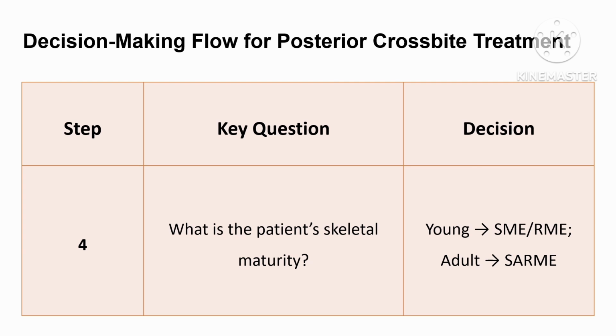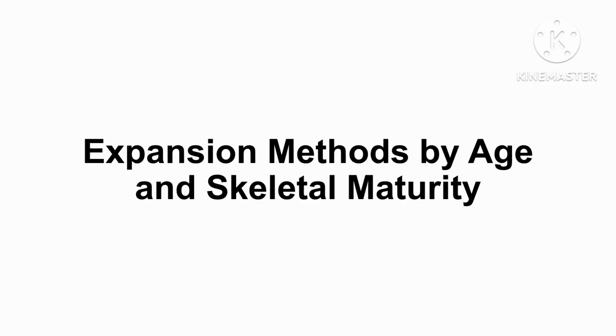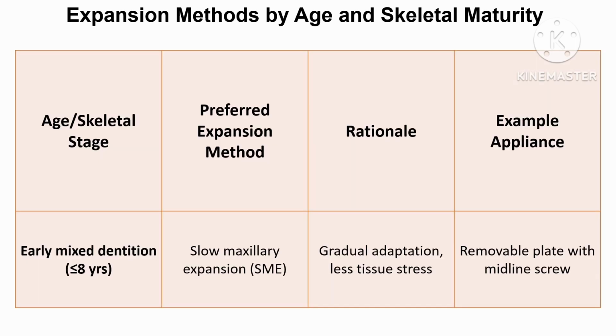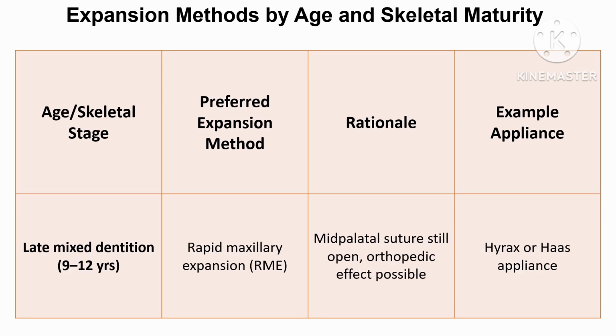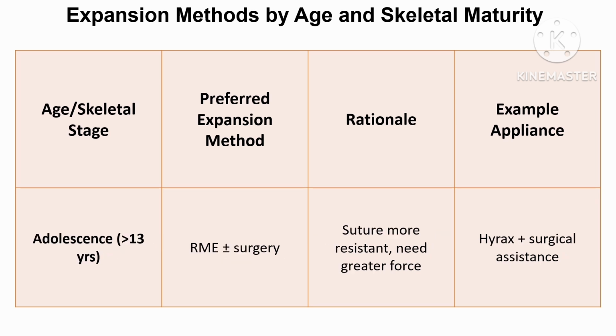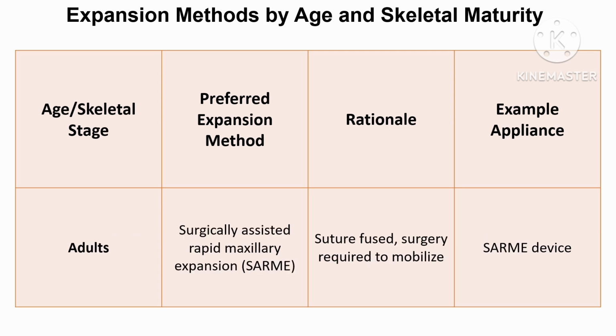In younger children, we prefer slow maxillary expansion to allow the soft tissues and developing sutures to adapt gradually. A simple removable plate works wonders here. In the late mixed dentition, we shift to rapid expansion because the mid-palatal suture is still responsive, allowing for true orthopedic widening. By adolescence, the suture begins to resist separation, so RME may need surgical assistance. In fully grown adults, expansion without surgery is almost impossible. Here, surgically assisted rapid expansion is the gold standard.